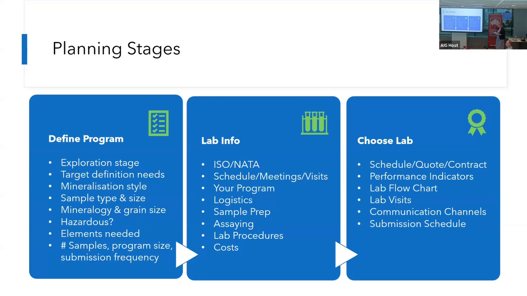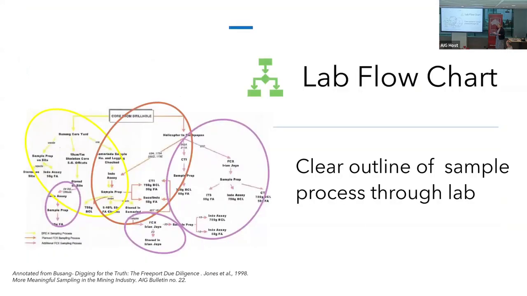This is where I advocate for a lab flow chart and a lab visit to increase your knowledge and improve communication. It's also important to discuss preferred communication channels and note client and lab contacts. A good idea is also to outline sample submission expectations and let them know if it changes. A lab flowchart outlines your sample progress throughout the lab. By clearly defining processes and signing off by both the client and the lab, you're minimising any potential misunderstandings.